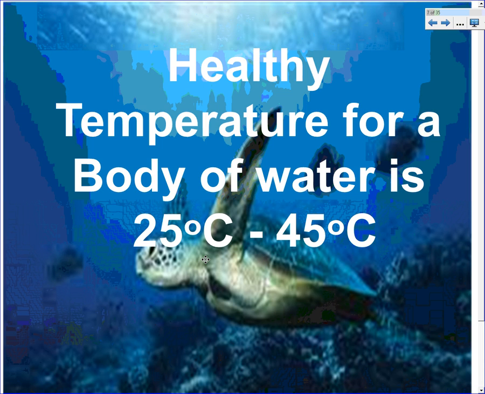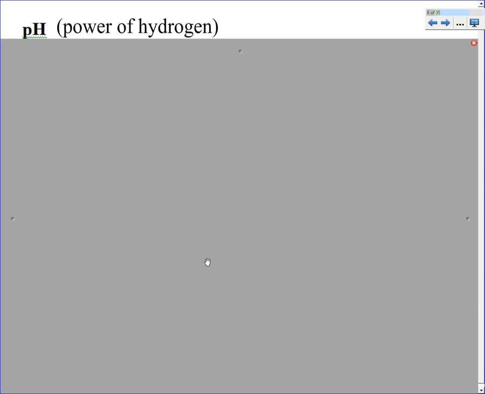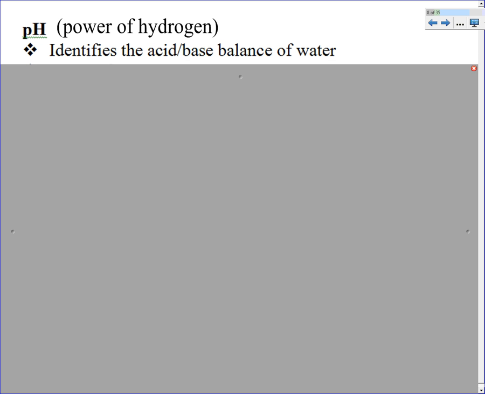Any questions? Okay. The power of hydrogen is another factor that can be affected by pollution. The pH is going to identify the acidicness or the basicness of water. Everything has a pH. We can even say that our social life has a pH. We want it to be really neutral. We want to have friends. We know we can't get along with everyone, but we want to make sure that we have a very neutral life where our days go smoothly.